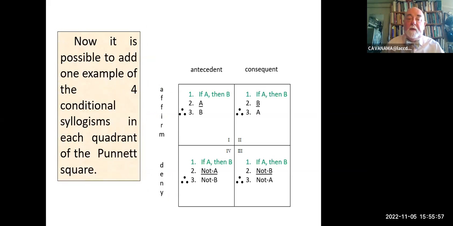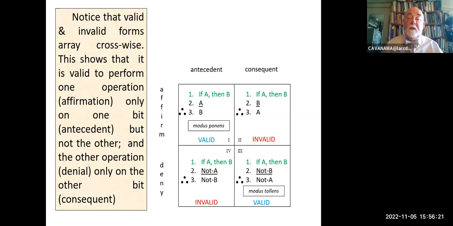So that's the square. And you can see we can put each one of those 4 different types of conditional syllogism into one cell of the Punnett square, respectively, and the cross classification describes them. So modus ponens, in the upper right, is affirming the antecedent. And what happens if you cross classify denying the consequent? You get modus tollens, so on and so forth.